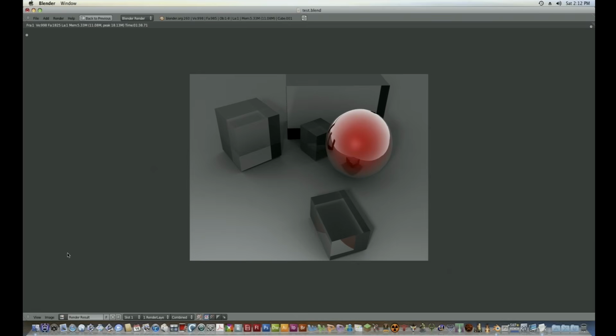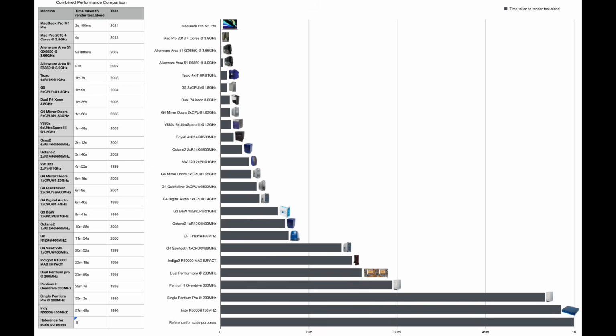It managed to render the scene in 1 minute 38 seconds and 71 split seconds. Here's the list of machines that I've tested using test.blend, and this is where this machine fits in, and from this you can tell that the CPU is performing exactly as it should.